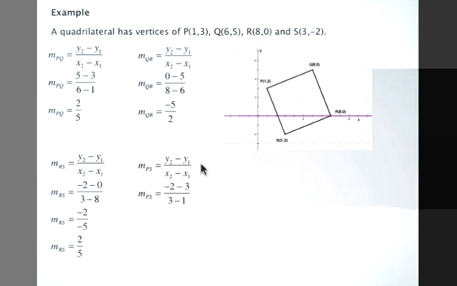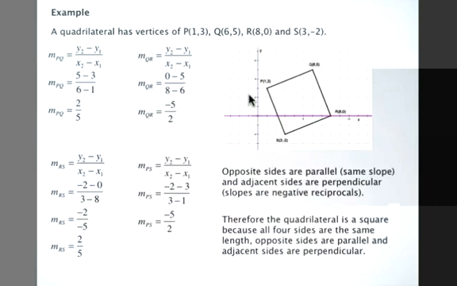Finally, the slope of PS, 2 minus 3 over 3 minus 1. So the slope of PS is negative 5 over 2. So opposite sides, PS and QR, have an equal slope of negative 5 over 2. And opposite sides, PQ and RS, also have equal slope, in this case 2 over 5. As well, the slopes of adjacent sides are negative reciprocals. Negative 5 over 2 is the negative reciprocal of 2 over 5. So therefore, since they meet at right angles, our shape is a square.